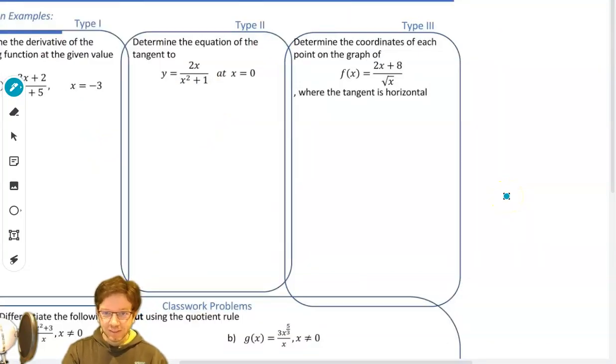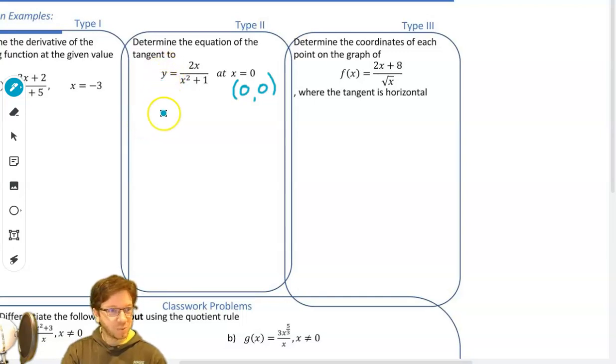Alright, so example 2 says determine the equation of the tangent to y equals 2x over x squared plus 1 when x is 0. So to determine the equation of the tangent, we're going to need to know the slope at that point. So we're going to need to figure out what the derivative is at 0. And we're also going to need a point. Right? Our point would be 0 and whatever the y coordinate is. But if we substitute 0 in here for x, we get 0 divided by 1. Right? So we already have a coordinate 0, 0.